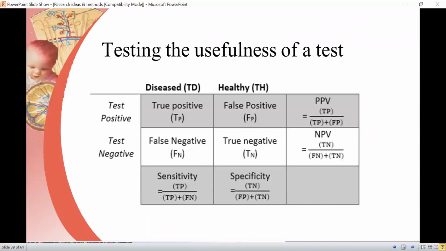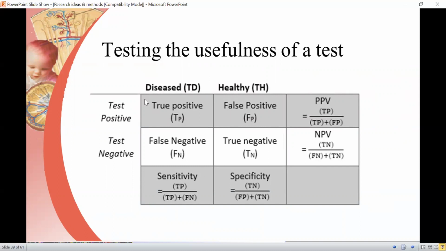Now coming to testing the usefulness of a test. For example, we are doing an ultrasonogram and want to say whether that ultrasound is effective, or we want to use a serum marker, for example C-reactive protein, or a kidney function test like creatinine clearance as a marker to detect CKD. We want to know whether the test is a useful test. For that we use positive predictive value, negative predictive value, sensitivity and specificity.